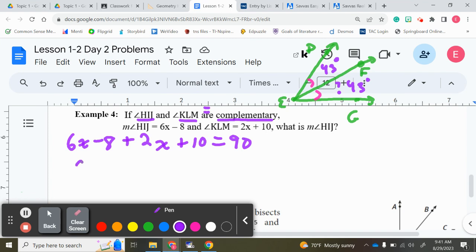I want someone to tell me, what does x end up equaling here? You got it? What is it? It's 11. Nice job. Any questions on that? Or how to solve? Okay.